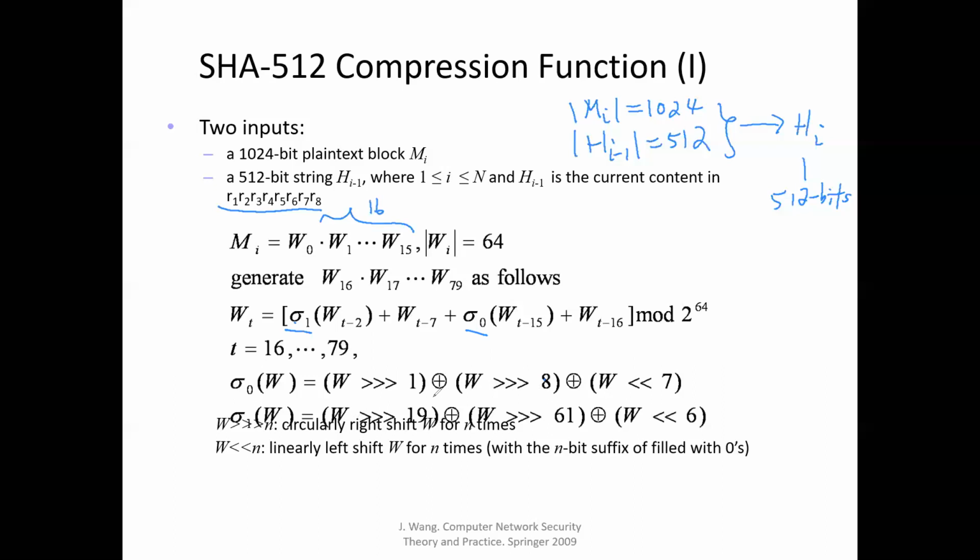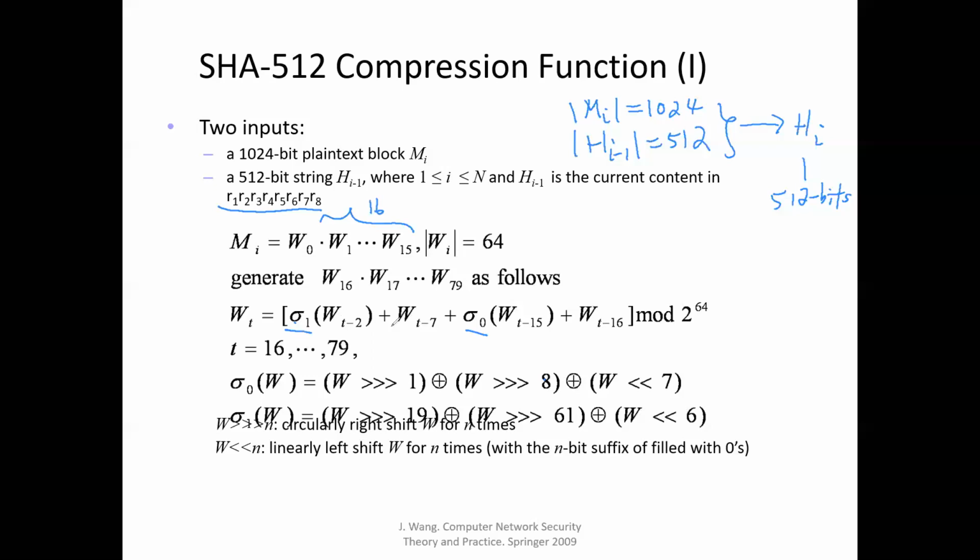different bits. So this right shift 19 bits, this right shift 61 bits, and then left shift 6 times, and also the results will be exclusive OR to get a new 64-bit string. So that is sigma 1.